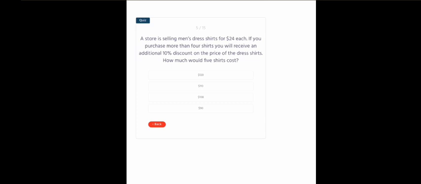So this one says, a store selling men's dress shirts for $24 each. If you purchase more than 4 shirts, you receive an additional 10% discount on the price of the dress shirts. How much would 5 shirts cost?